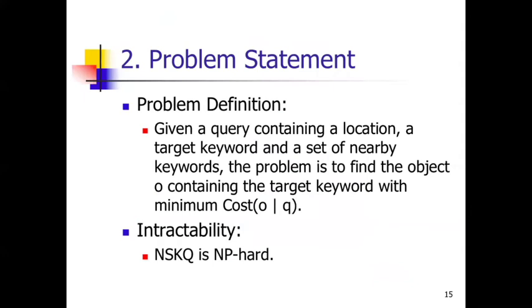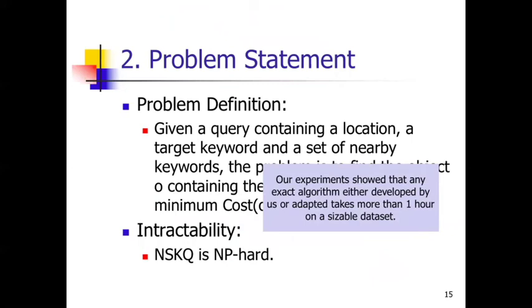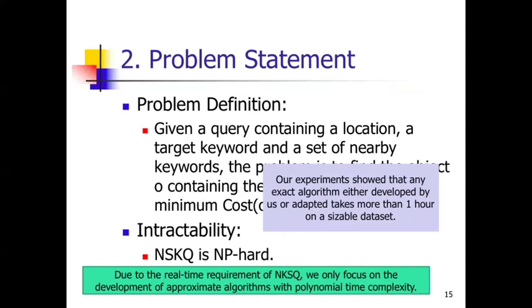Now we are ready to define our problem. Given a query containing a location, a target keyword, and a set of nearby keywords, the problem is to find the object o containing the target keyword with the minimum cost of o given Q. We prove the problem is NP-hard, and our experiments show that any exact algorithm, either developed by us or adapted, takes more than 1 hour on a sizable data set. So due to the real-time requirement of NSKQ, we only focus on the development of approximate algorithms with polynomial time complexity in this work.